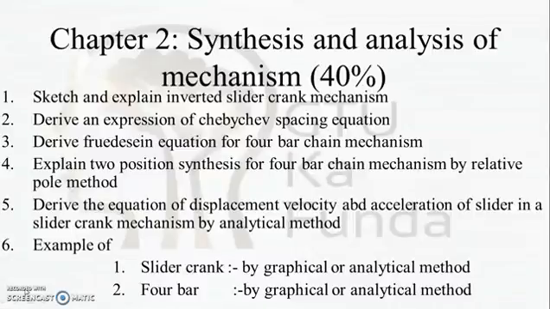But I know this chapter is a little bit tricky for students, because it is hard to learn some parts like the velocity and acceleration diagrams. But once you go through the fundamentals, it will be very easy for you. For this chapter: sketch and explain the inverted slider crank mechanism, derive an expression for the Chebyshev spacing equation or the Freudenstein equation for 4-bar chain mechanism. GTU alternately asks the Chebyshev equation or the Freudenstein equation; one of them will always be there in the paper.